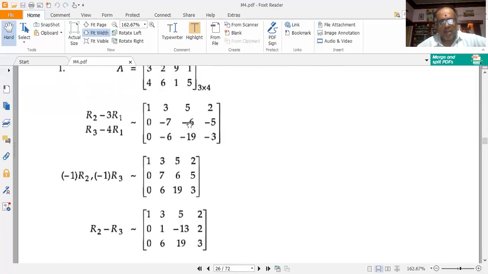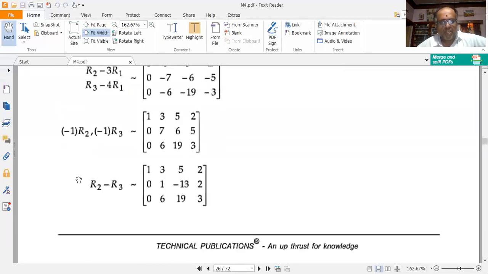Now multiply R2 by minus 1, multiply R3 by minus 1. So 0 into minus 1 is 0 itself. All the second row elements will become positive now, because minus into minus is plus. All the third row elements also will become positive, because minus into minus is plus. These are evident by the operation of these elementary transformations.